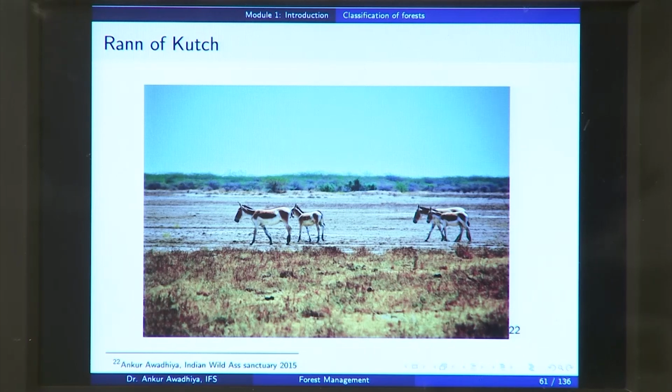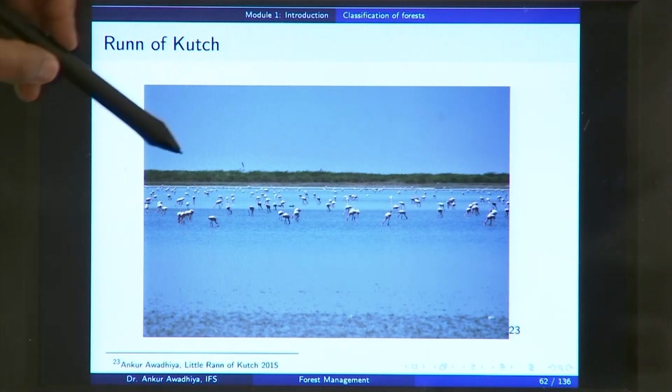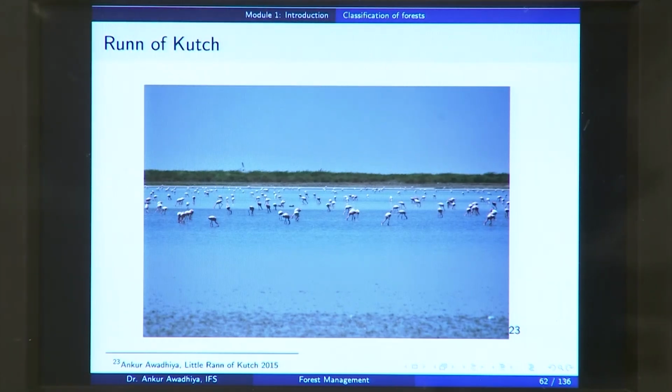Here again, because of the dryness, you have a dearth of vegetation, but in some locations where you have water, you will find that the vegetation will be a bit more. So, this is what we had touched upon when we were discussing what are the factors which permit some plants to be in any area. This picture is from the Little Run of Kutch.